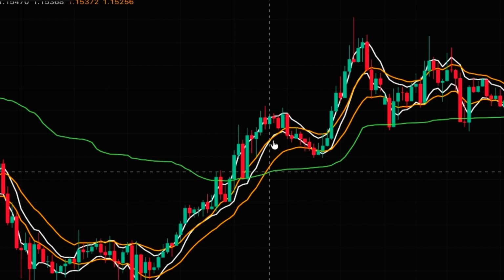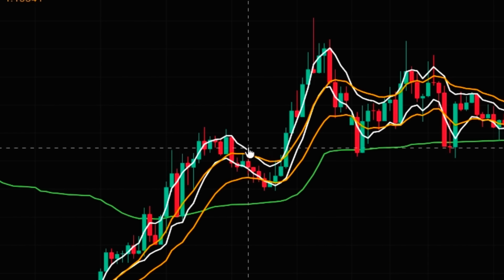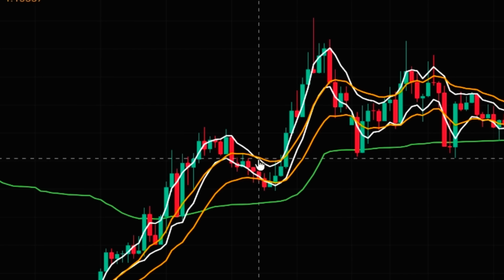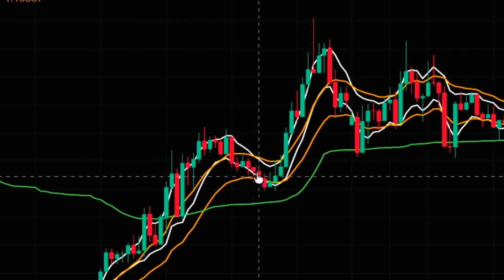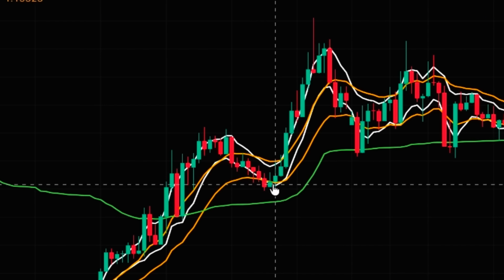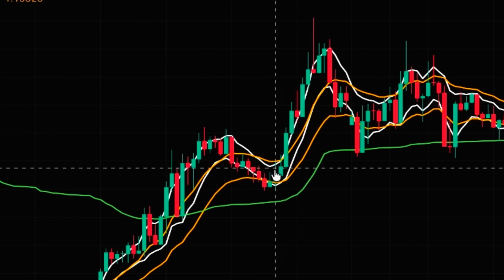Now we should wait for a pullback. We want the upper line of the white channel to go below the upper line of the orange channel, and similarly here, the lower line of the white channel to go below the lower line of the orange channel. When we have this situation, it tells us that probably a pullback is forming on the chart.